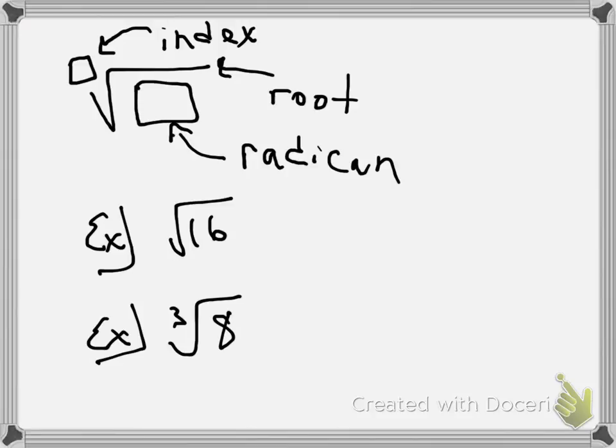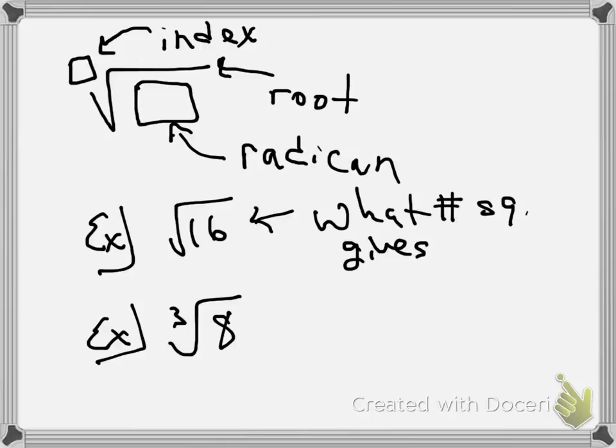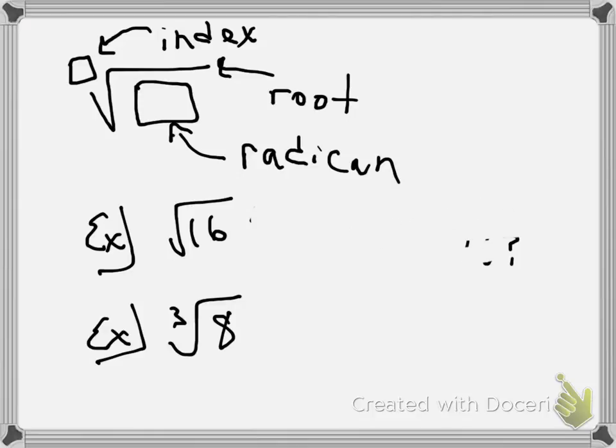And what a root tells us, in this case the first example is a square root, it actually asks a question. It asks, what number squared gives me 16? And of course the answer is 4. 4 squared gives us 16. So the square root of 16, the answer is 4, because 4 squared gives us 16. You can see how squares and square roots are related.